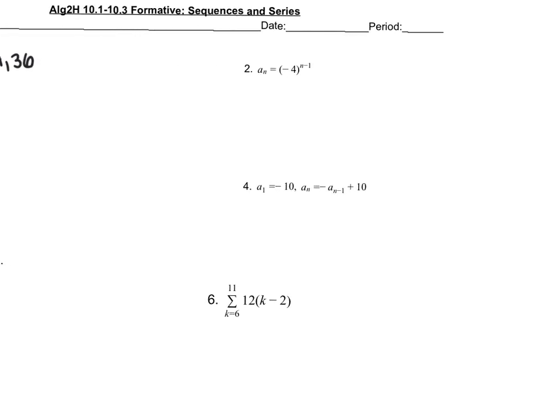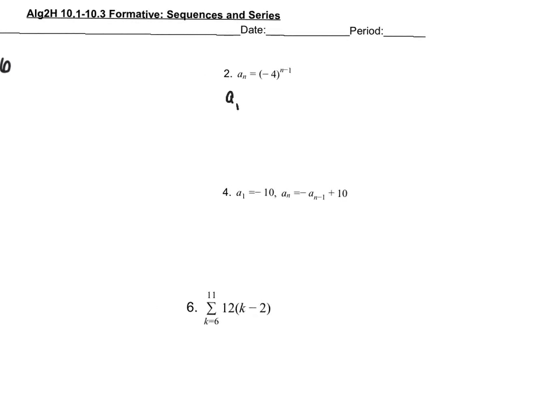For example 2, for my a_1, I'm going to plug in 1. Remember that we start with 1 unless it tells us otherwise. So anything to the power of 0 is not 0, it is 1. a_2 is going to be negative 4 to the 2 minus 1, which is negative 4 to the power of 1. a_3 is going to be negative 4 to the 3 minus 1, which is negative 4 squared, which is 16.